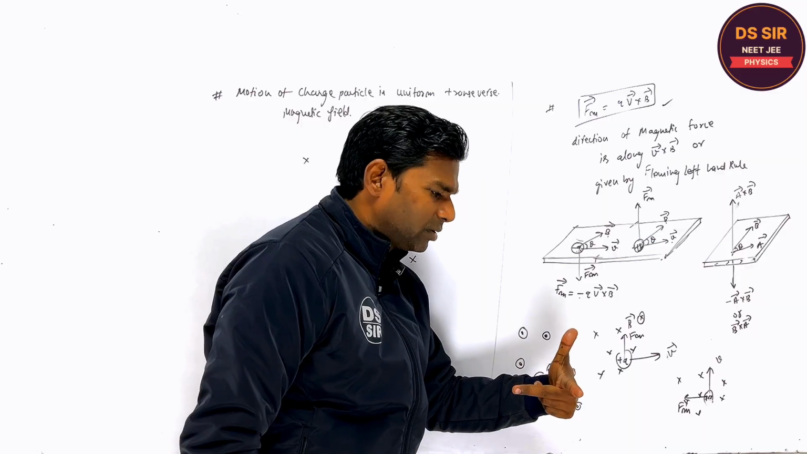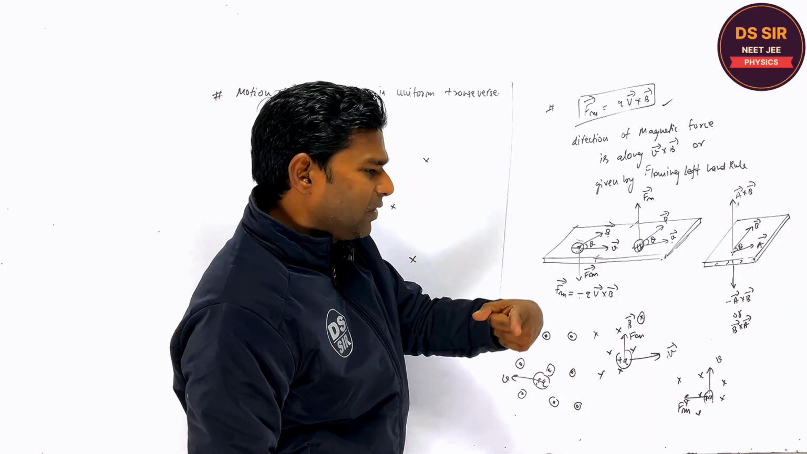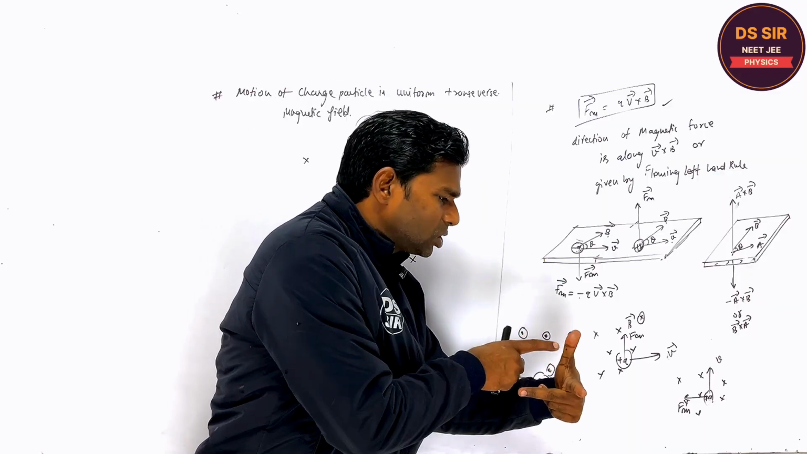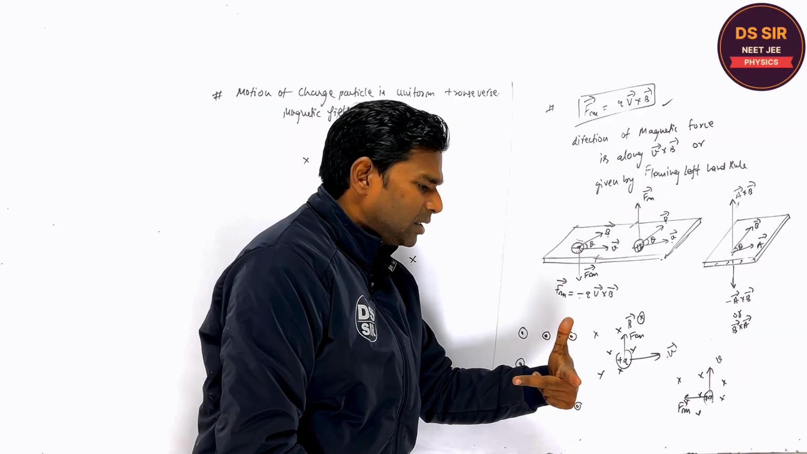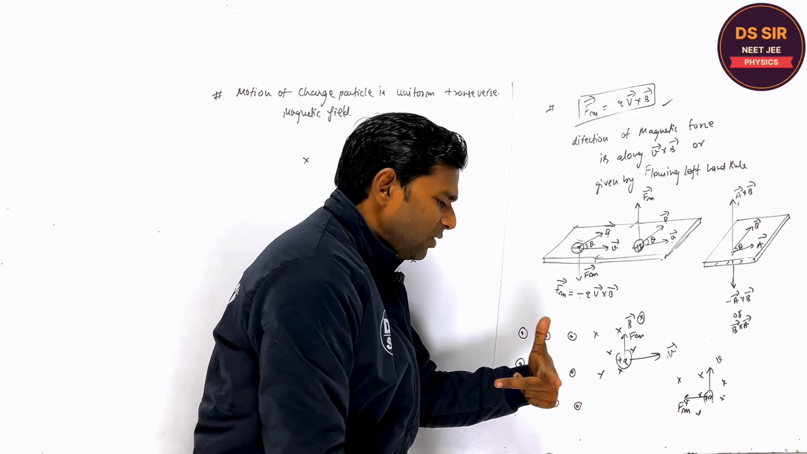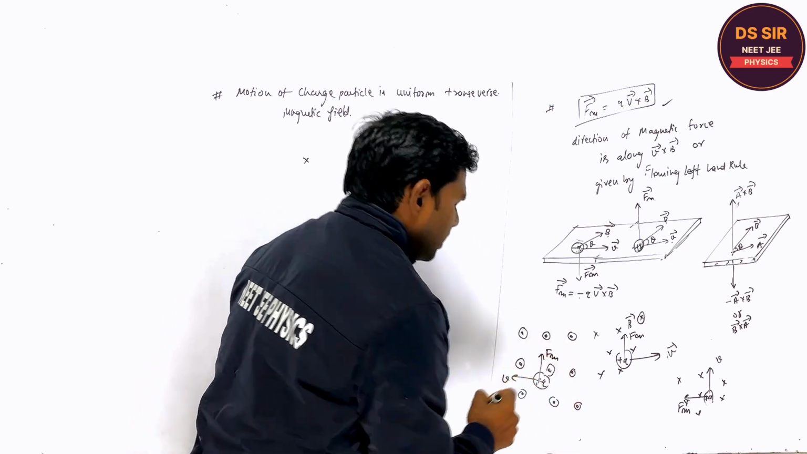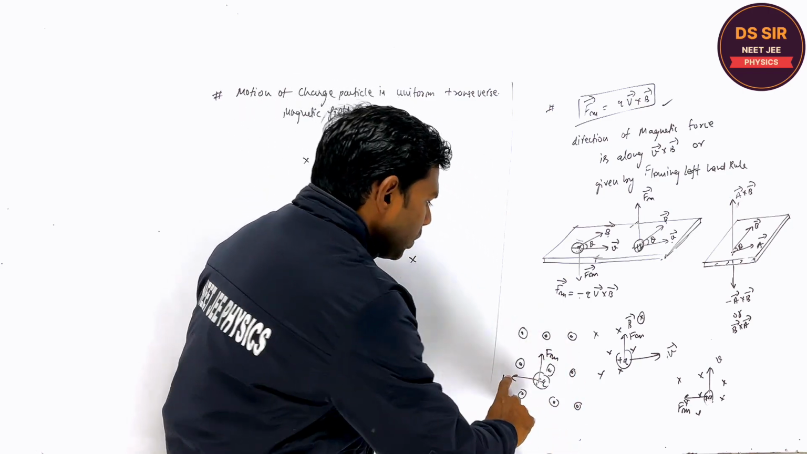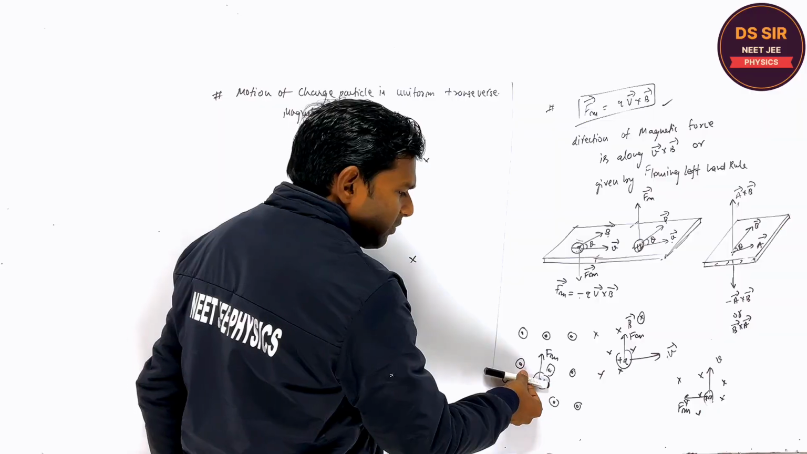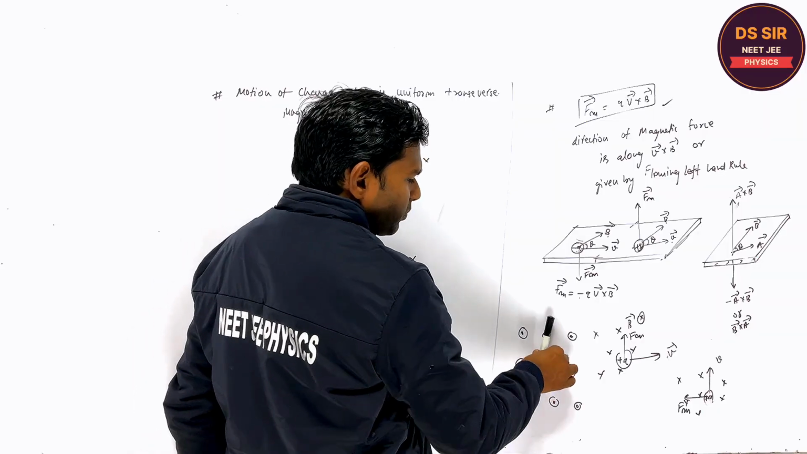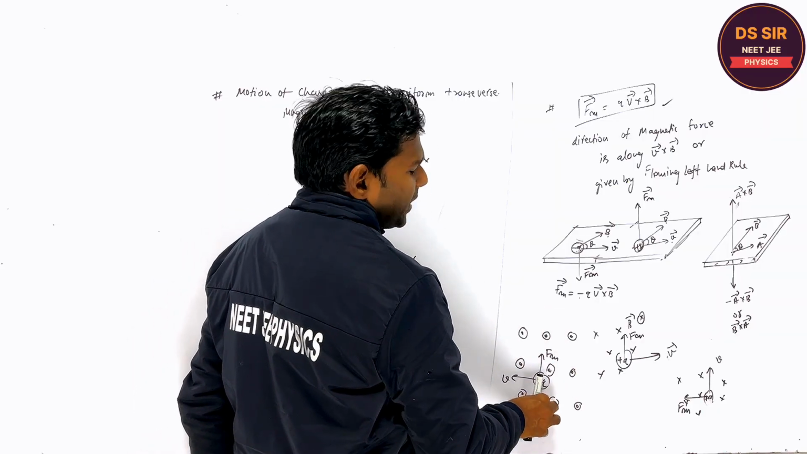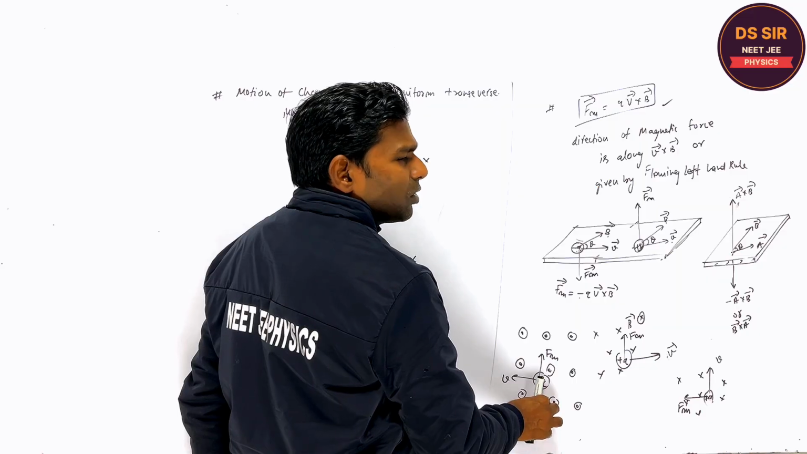Are you getting or not? Yes. This is the magnetic field out of the board. This represents the velocity. The thumb represents what? Force. So on this particle, where will the force act? In this direction. Force is always perpendicular to velocity. Suppose this is the velocity. So either force will be acting in this direction or perpendicular to this direction. Is it clear or not?